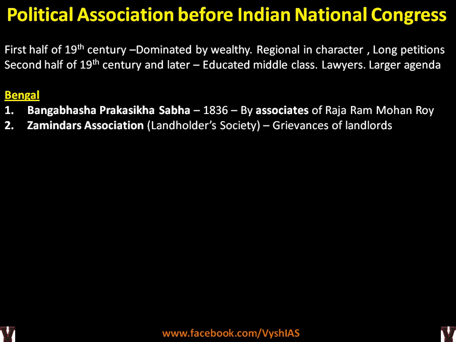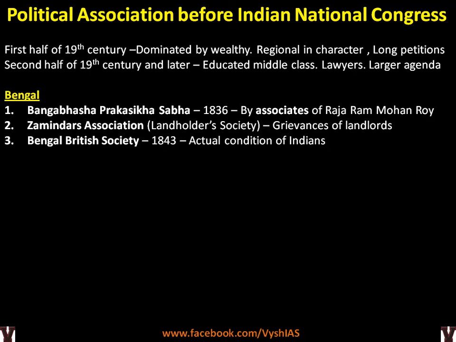Next is Zamindars Association, which is also called Landholder Society. This was actually for the grievances of landlords. The landlords had their problems, and so they formed their own society to ask certain favors of the British government. So Zamindars Association. Third is Bengal British Society, 1843.